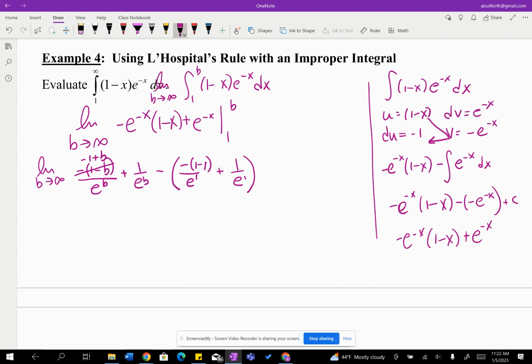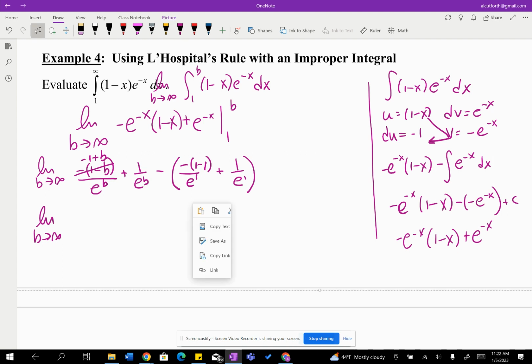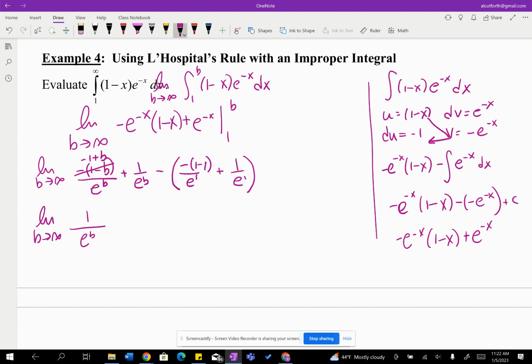So L'Hopital's rule says take the derivative of the top. Derivative of negative 1 is 0. B is 1. Derivative of e to the b is e to the b. And then we'll do the limit as b approaches infinity of the other 1 over e to the b. This will be 0 because we'll have 1 minus 1 is 0 divided by e to the 1 plus 1 over e to the 1.